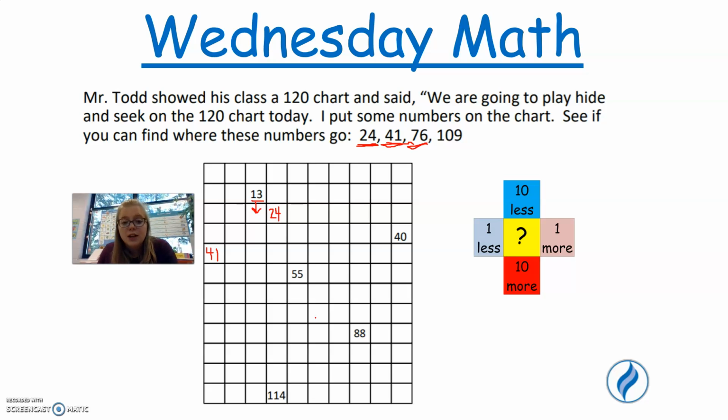You might just want to count by ones. It's up to you, okay? So I want you to figure out where 76 goes and then figure out where 109 would go. And then once you're done, you can go on to the next slide.